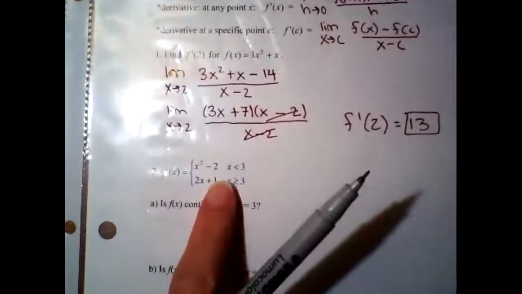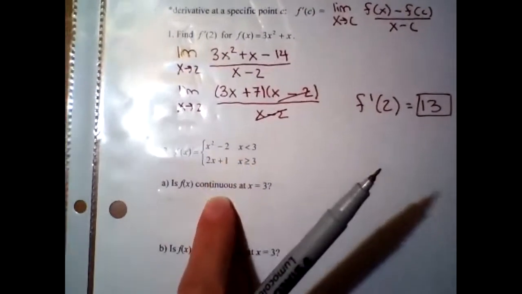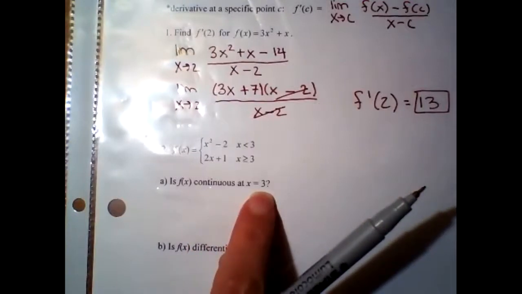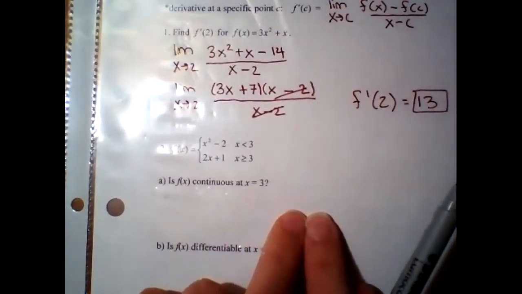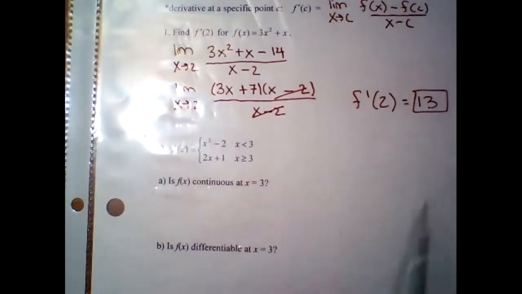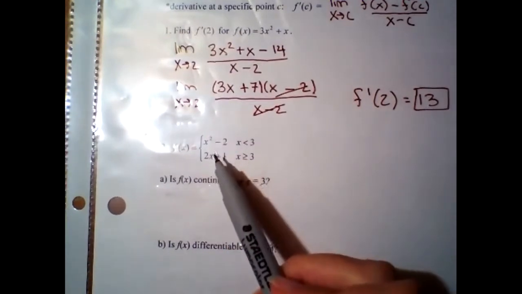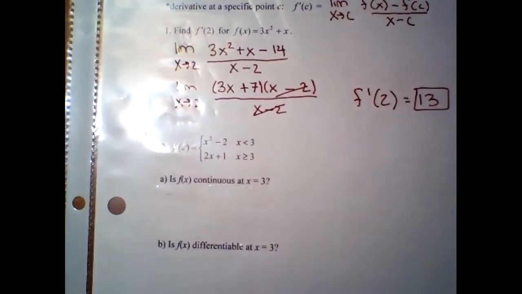So for number 2, here's our piecewise function. Is the function continuous at 3? So what we need to check is, do these two pieces meet and match up? So we're going to plug 3 into both parts of the function and see if they equal the same thing.